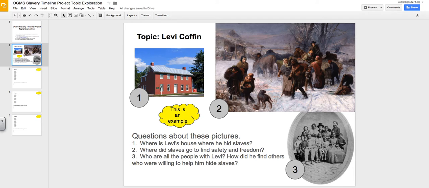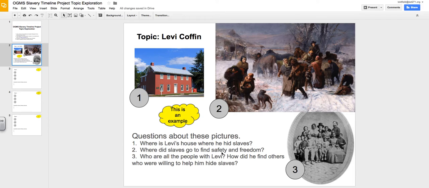So as I read through those questions, one of them might pique my interest and might start my imagination roaring. So for example, in question 2, it says, where did slaves go to find safety and freedom? So we know that they were moving from south to north because slavery was in the southern part of the United States. This illustration, I'm noticing there's snow on the ground, so I'm assuming they must have had to go pretty far north in order to find freedom. And that is a curious question to me.